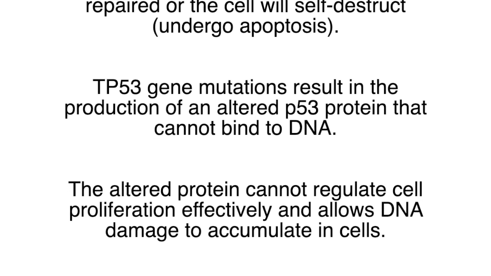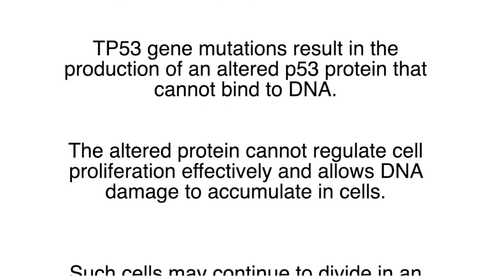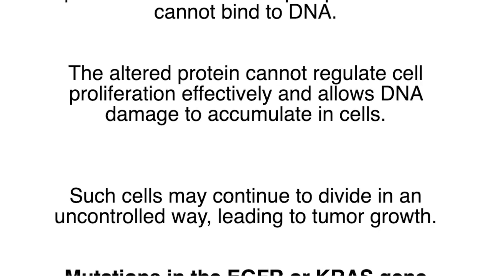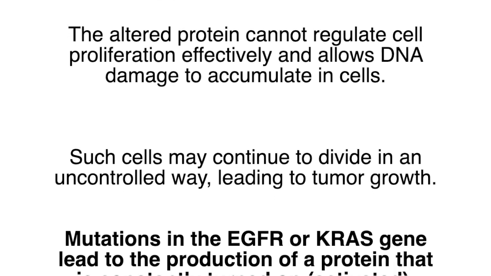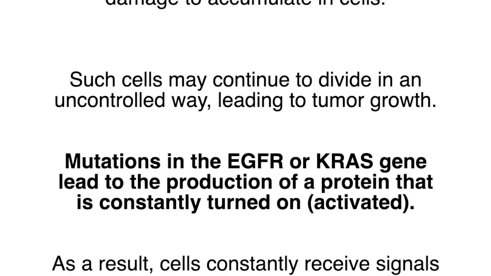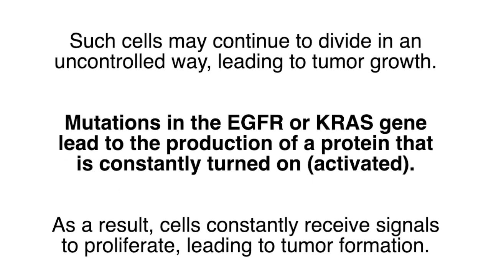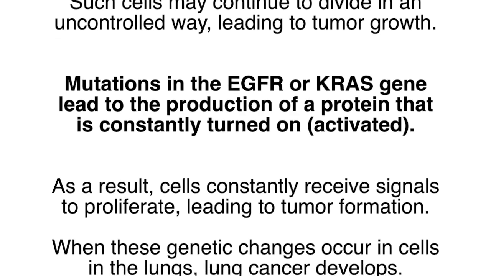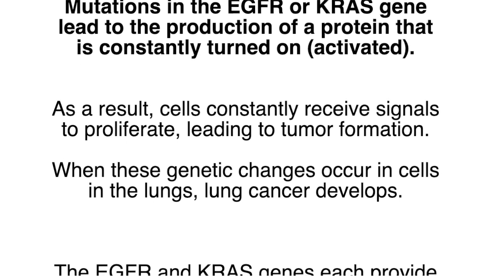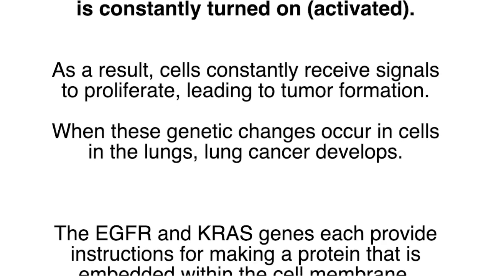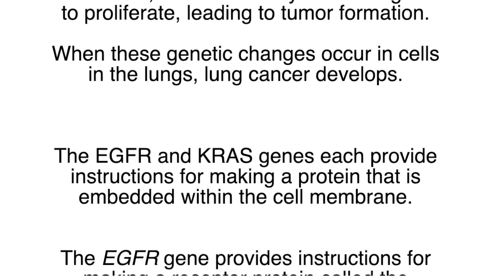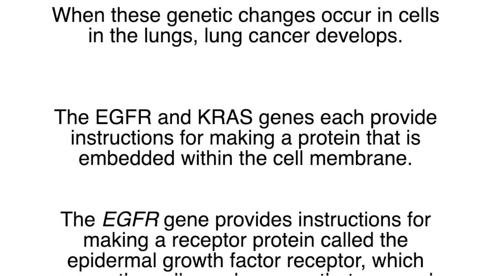TP53 gene mutations result in the production of an altered p53 protein that cannot bind to DNA. The altered protein cannot regulate cell proliferation effectively and allows DNA damage to accumulate in cells. Such cells may continue to divide in an uncontrolled way, leading to tumor growth. Mutations in the EGFR or KRAS gene lead to the production of a protein that is constantly turned on, that is activated. As a result, cells constantly receive signals to proliferate, leading to tumor formation. When these genetic changes occur in the cells in the lungs, lung cancer develops.